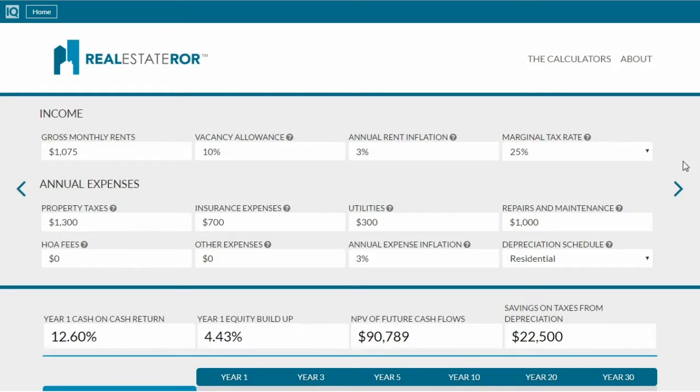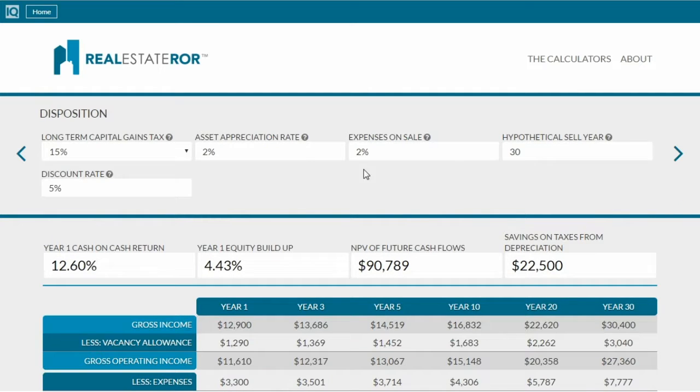Last, you'll need to enter information related to the disposition of your property. This is, of course, a very hypothetical projection since you and I never know what the future will hold, but this will be important when calculating your internal rate of return on the property and the net present value of future cash flows. And believe it or not, taxes at the sale of a property affect the feasibility of the investment. Again, we realize, of course, that this is very hypothetical.